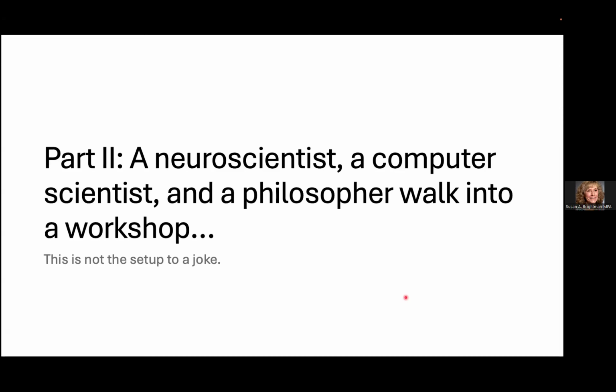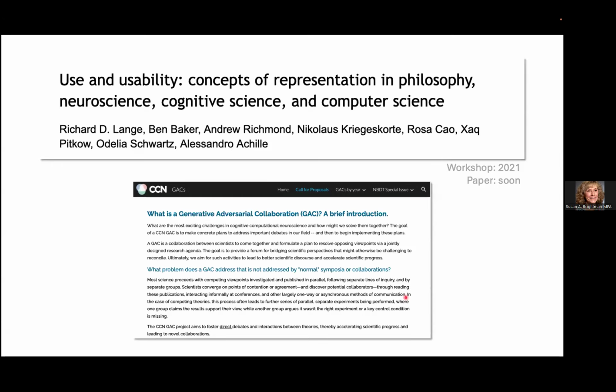So, part two of my talk: a neuroscientist, a computer scientist, and a philosopher walk into a workshop. And this is not a joke, this is something that we did a couple of years ago. So there's a wonderful program hosted by the Computational Cognitive Neuroscience, or CCN, conference known as Generative Adversarial Collaboration, or GAC. And the idea of a GAC is that you put a bunch of people in a room together who do not necessarily agree on their definitions or on their methods, and you have them host a workshop together and then write a paper about what they've learned.